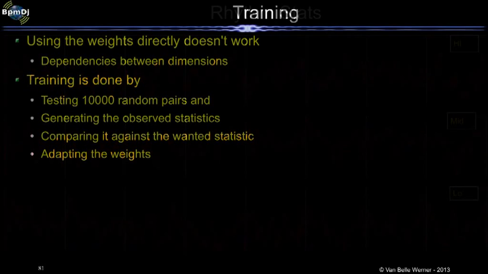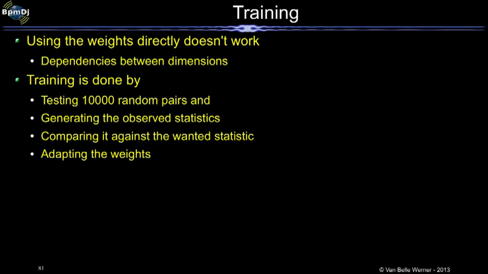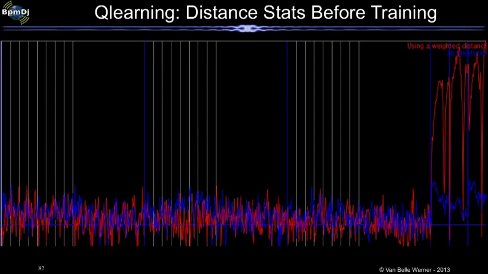At this point, it is very tempting to use the correlations as we measure them directly as a weight vector. That, however, does not work because it is merely a statistic we aggregated. It is necessary to try to match the statistics of the human distance metric and the computer distance metric. That is done by randomly testing 10,000 pairs and generating the computer distance statistic. Then the learning algorithm compares the wanted statistics against the actual statistics and tunes the weights. This process is repeated until the distance metrics are sufficiently close to each other. This is a plot showing the distance statistics for the human and computer metrics.